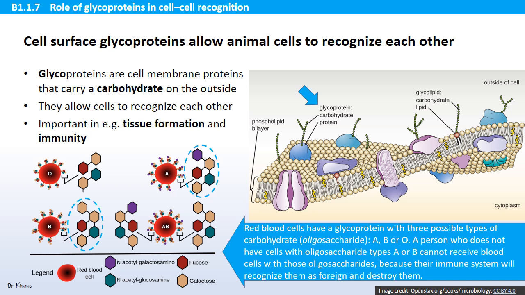If you have blood type O and you receive blood type A or blood type B blood or AB blood, which is also possible, then your immune system will recognize these red blood cells as something foreign and will try to destroy them.